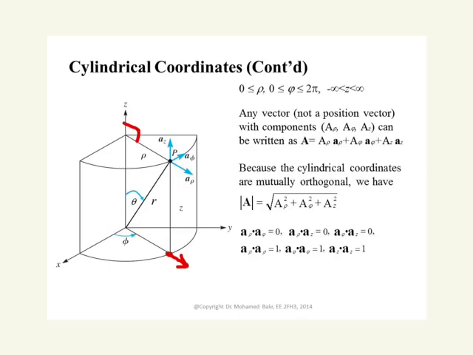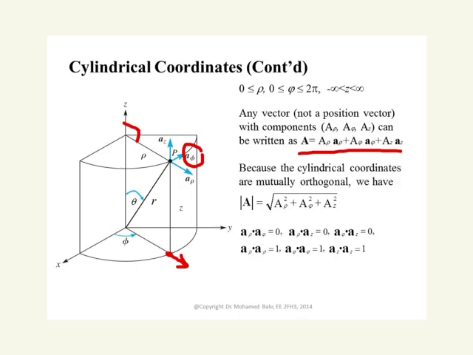A vector in general can have three components: a rho, a phi, and a z. But a position vector does not have a phi, and I explained earlier why. If you take a look here, a phi, which is pointing in this direction, is normal to the plane containing the position vector and z. So the position vector cannot have a component in the direction of a phi.